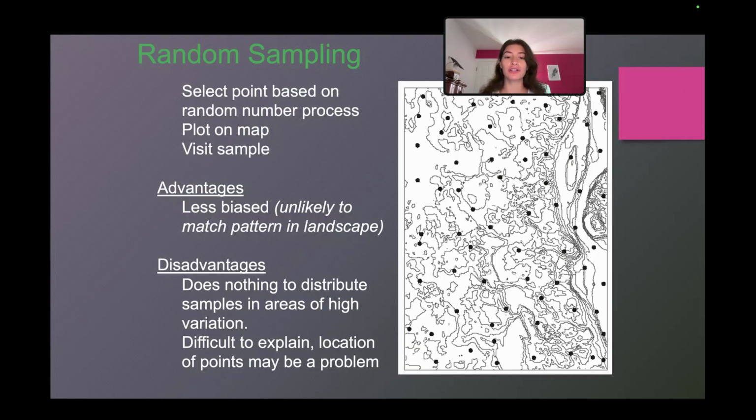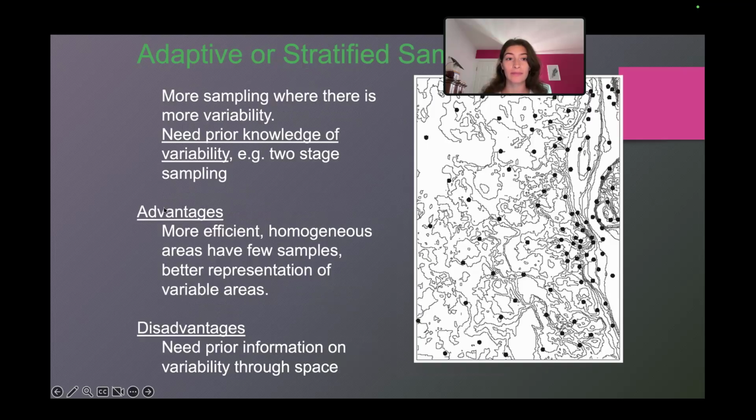The disadvantages are that it doesn't do anything to distribute samples in areas of high variation, and it's also difficult to explain, and still, location of points may be a problem. It may be impossible to access some of those points.